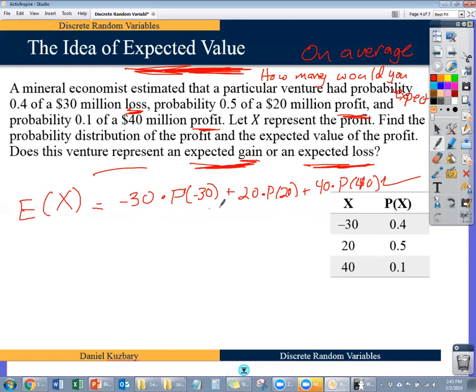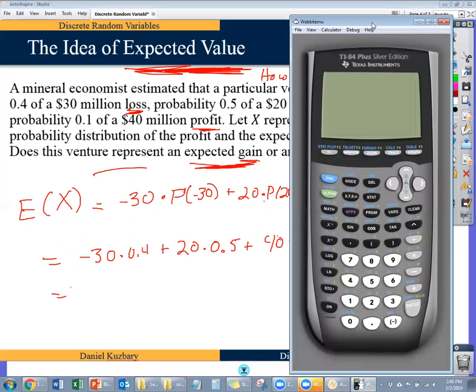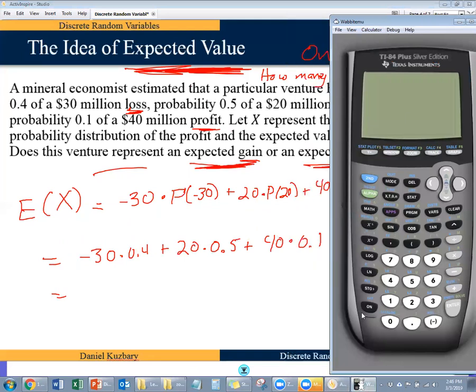It's not cooperating. Okay, so you see that's kind of what we're going for here. So this is equal to negative 30 times 0.4 plus 20 times 0.5 plus 40 times 0.1. And I'm going to whip out my calculator for this one because I'm afraid of multiplying those numbers together wrong.